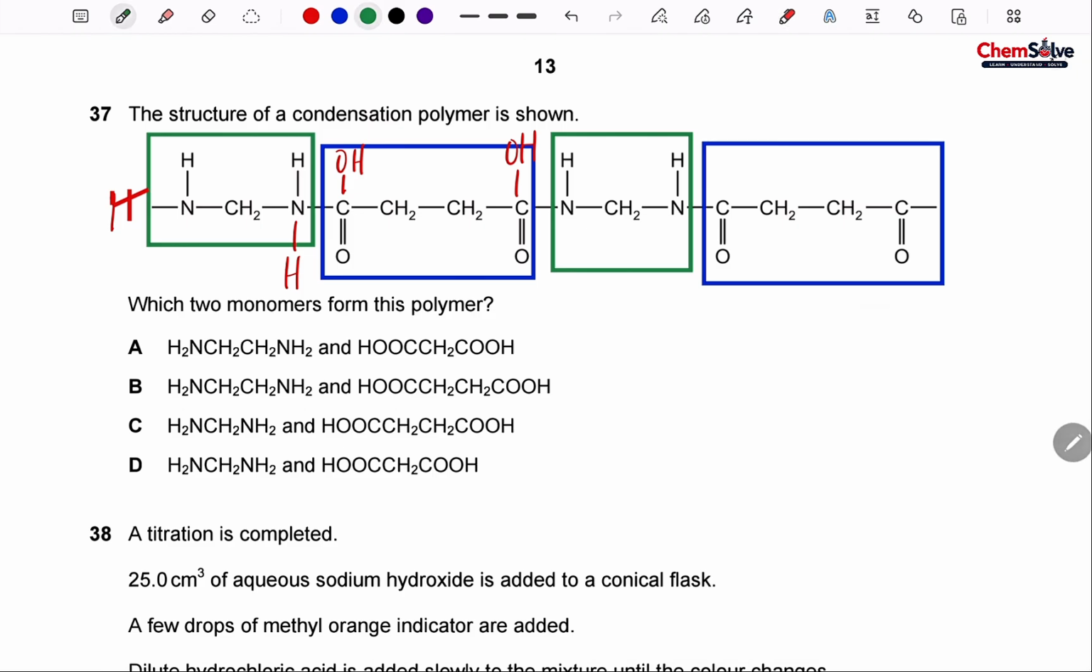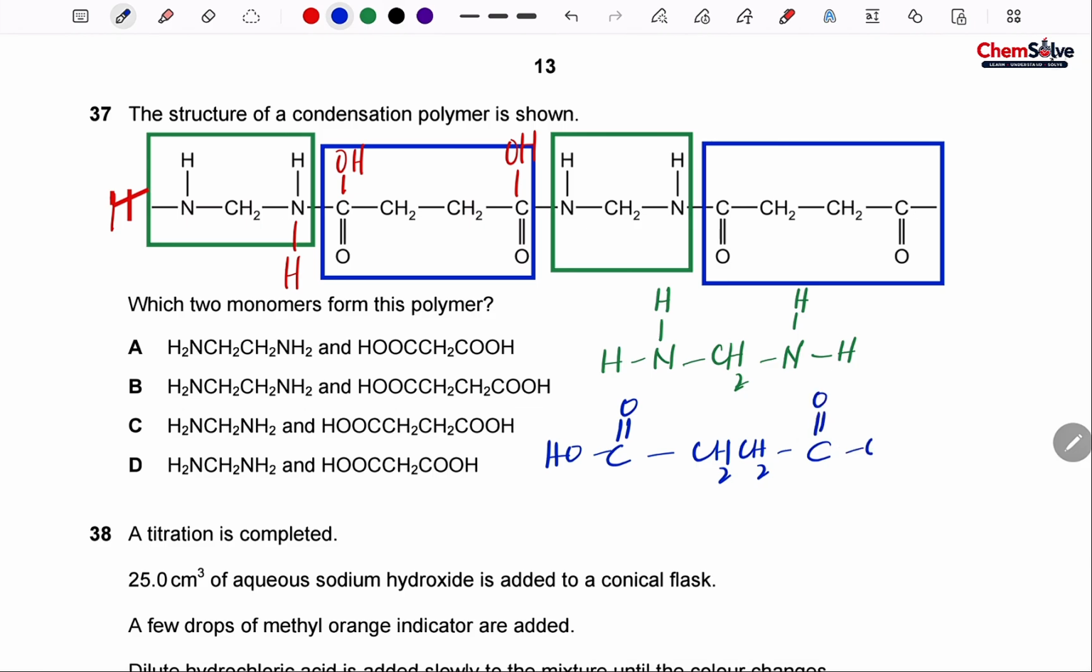the first monomer is H and H, CH2 and H and H, and the next is CH2, CH2, C double bond O, OH.